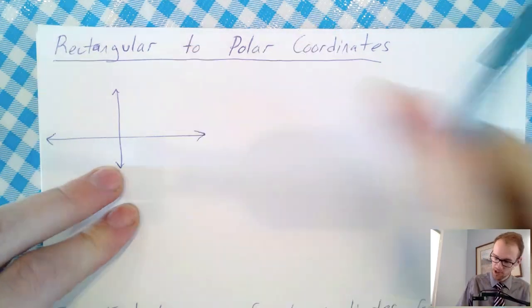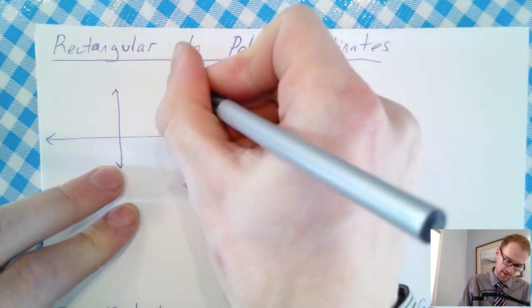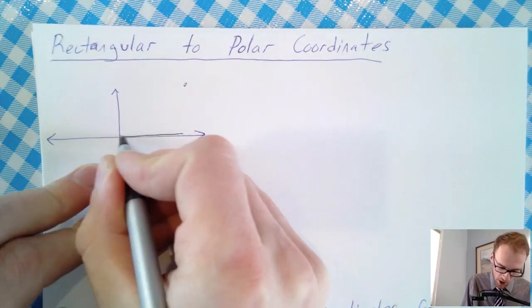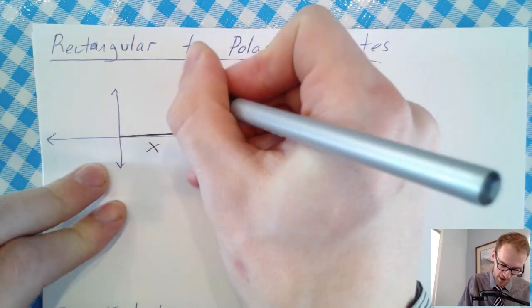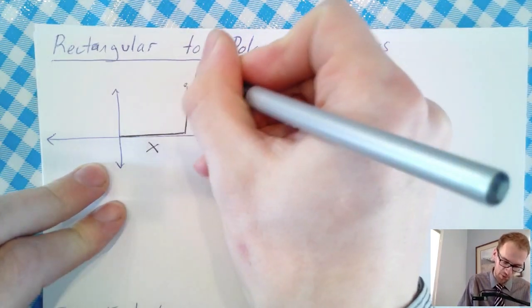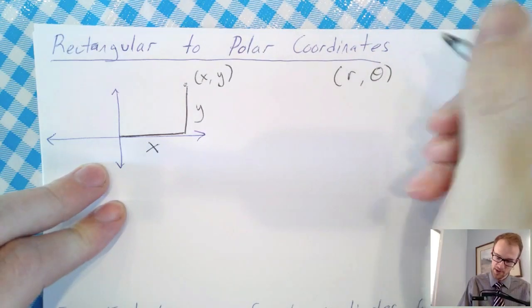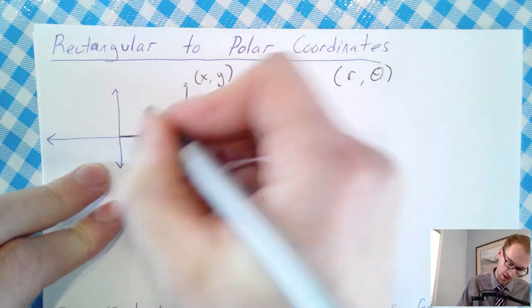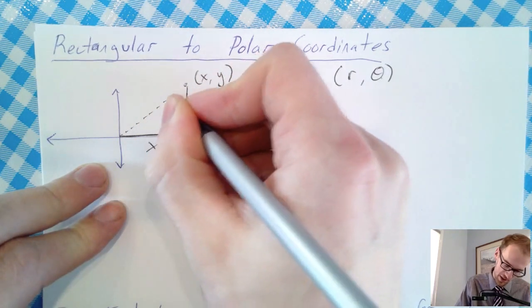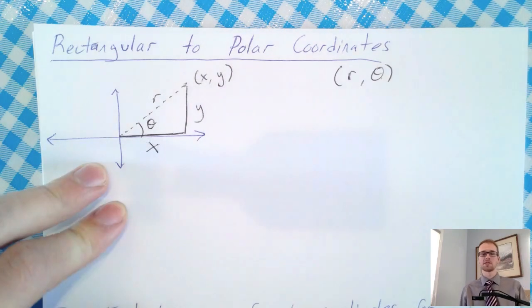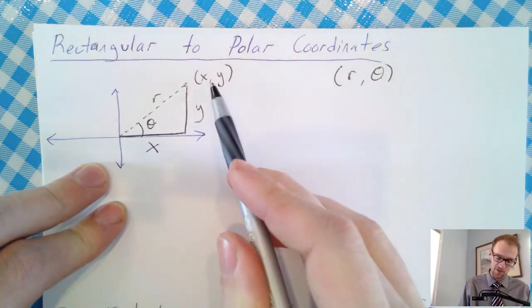We have some point out here in space, and we know the rectangular coordinates x and y. So we know the x and y coordinate of that point. And we want the polar coordinates r and theta. What's r? That's the distance from the origin, and we want our angle from the positive x-axis. So how do we get from here to here?